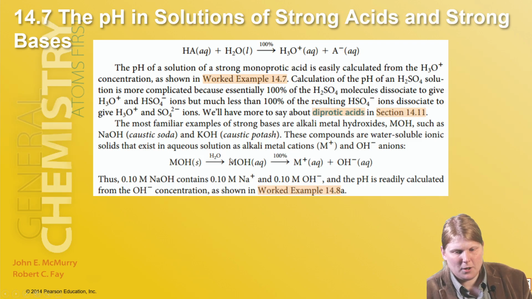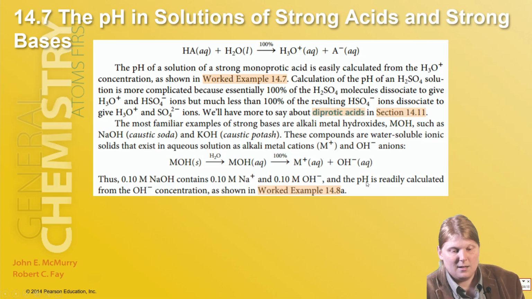With regard to strong bases, they're typically alkali metal or alkaline earth metal hydroxides, most commonly something like sodium hydroxide or potassium hydroxide. These are also Arrhenius bases, and they dissociate 100% as well and donate hydroxide to the solution. And you can calculate their pH readily from the OH- concentration, and we'll do that in an example.